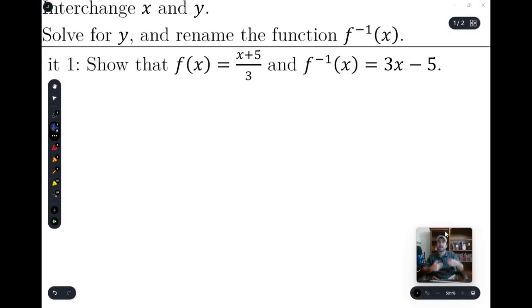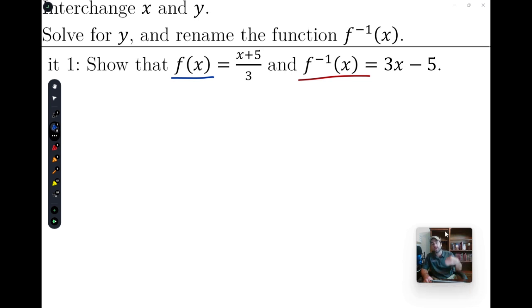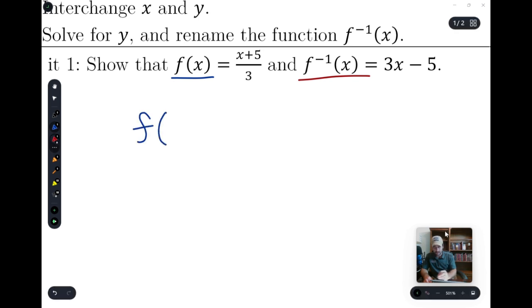Jumping off, it's a review Try It 1 saying, hey, can you show me that two things are inverses of each other? This is the blue function and this is the red function. Remember, the way that we show inverses is we compose the functions. So we say, okay, what is f of f inverse of x? We put one function inside of the other.